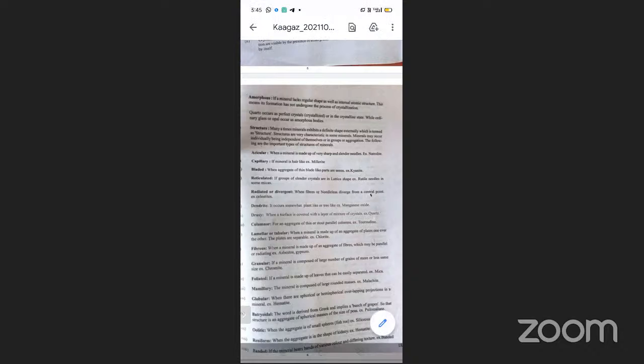And another one is reticulated. In reticulated structure, the groups of slender crystals form a lattice shape, such as rutile needles in some micas. Radiated or divergent: when needle-like fibers diverge from a central part.